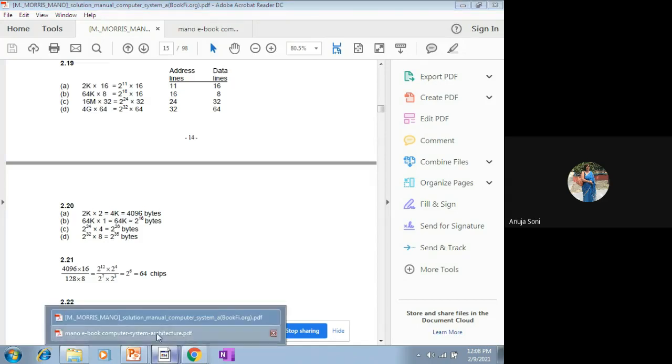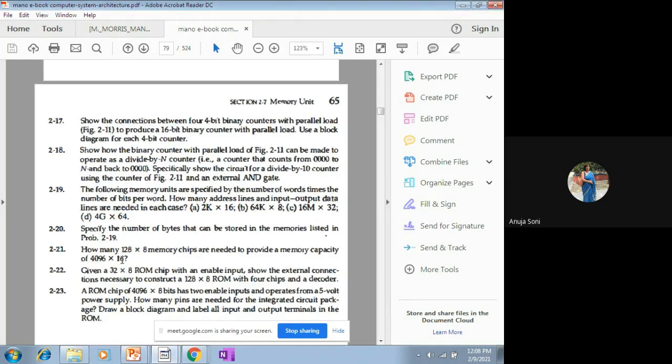Now we come to the next question. Question number 21. How many 128 into 8 memory chips are needed to provide a memory capacity of 4096 into 16? Means you are given the total memory and you are given a smaller size of a memory chip. You have been asked how many such smaller memory chips may be constructed with the help of the given memory. So you need to divide this total memory size by the smaller memory size of a chip in order to get the number of chips.